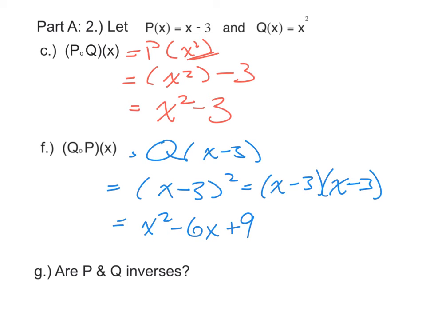And then, are they inverses? Well, the only way for two functions to be inverses is if the compositions of functions in either direction are equal to x. And since this is equal to x squared minus 3 and x squared minus 6x plus 9, no, they're not inverses.